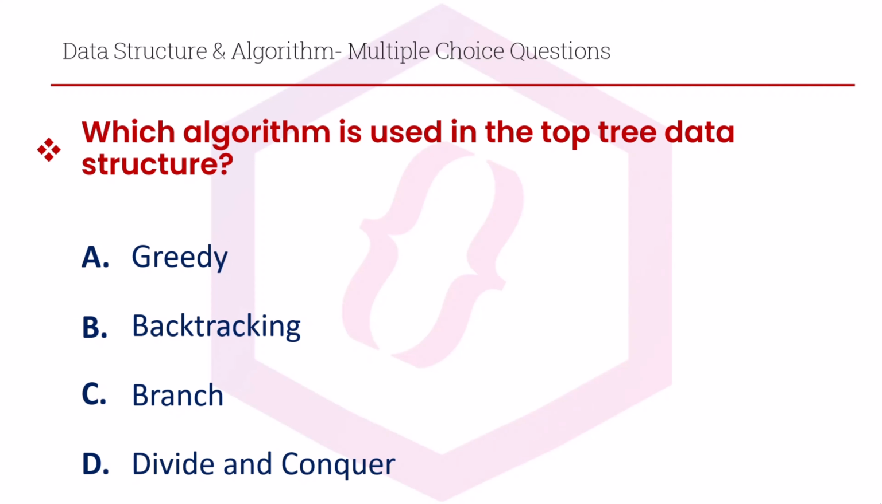Which algorithm is used in the top tree data structure? Option A, greedy. Option B, backtracking. Option C, branch and bound. Option D, divide and conquer. The correct answer is option D, divide and conquer.